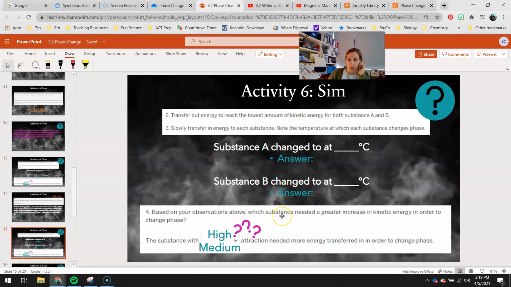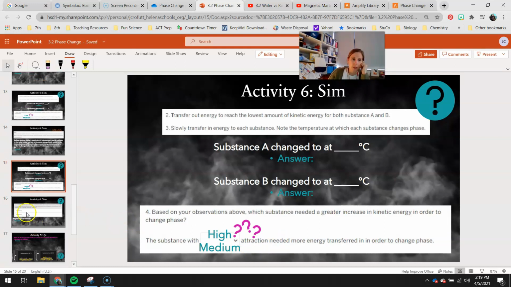Okay, and then based on your observations above, which substance needed a greater increase in kinetic energy? So which one did we have to crank the most energy into to get it to change phase? Was it the high or the medium? So the substance with blank attraction needed more energy transferred in order to change phase.